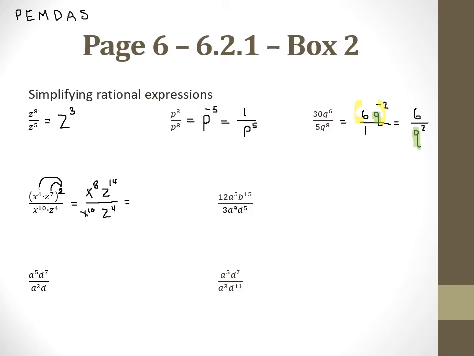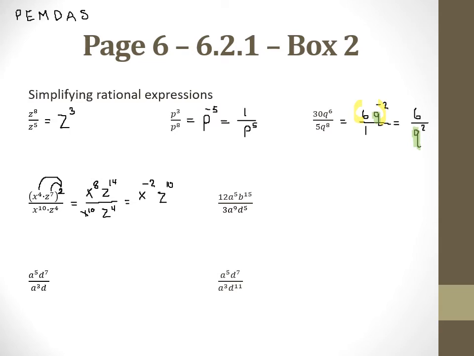Now that we've taken care of our parentheses with the exponent, now we can go to our simplification with the division step. So we've got x to the 8th divided by x to the 10th. Subtracting those leaves us with x to the 8 minus 10, which is negative 2. And for the z terms, we've got 14 minus 4 leaves us with z to the 10th.